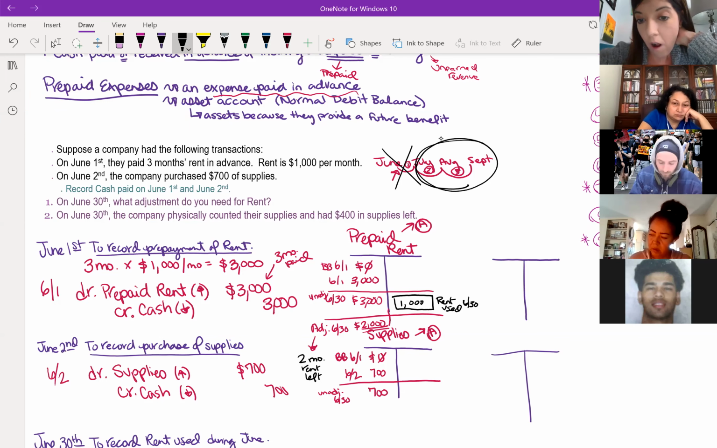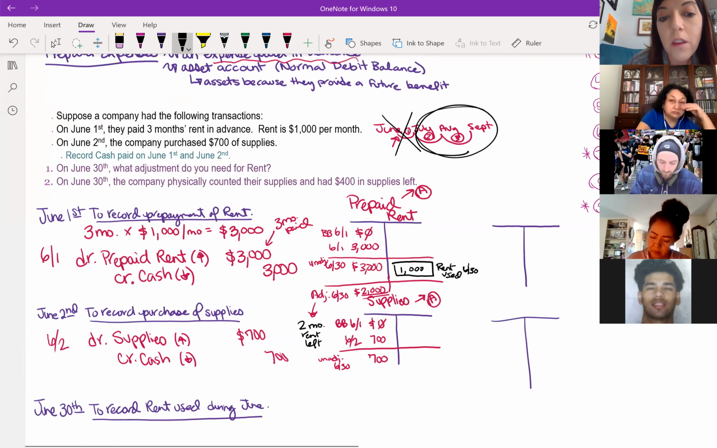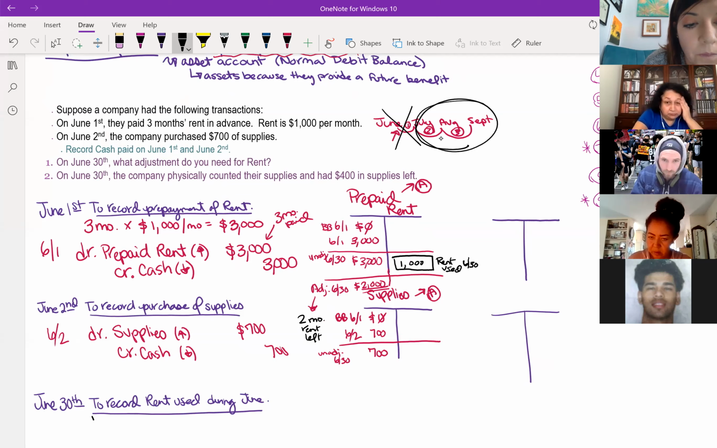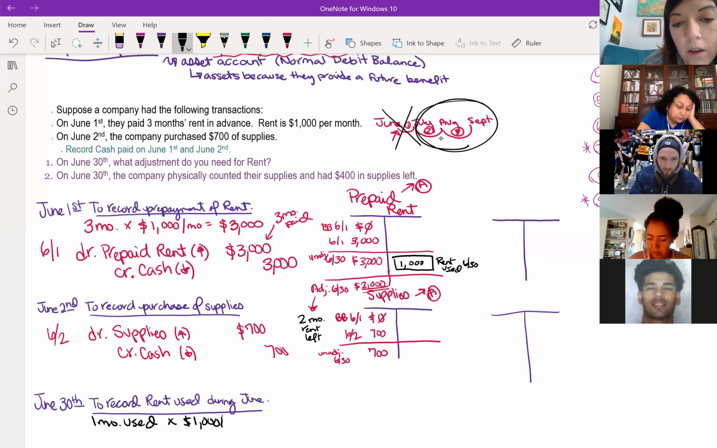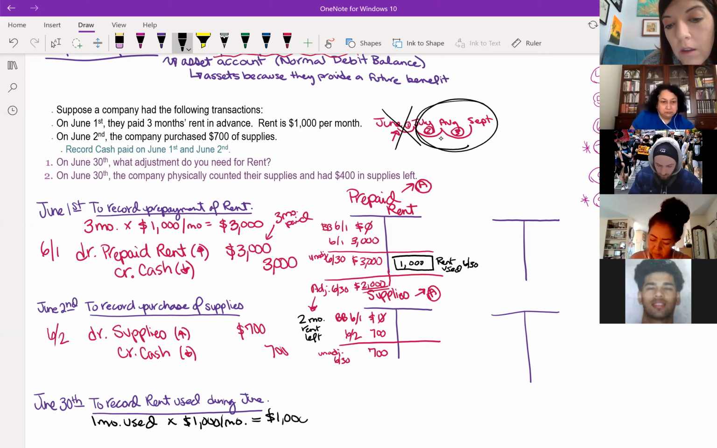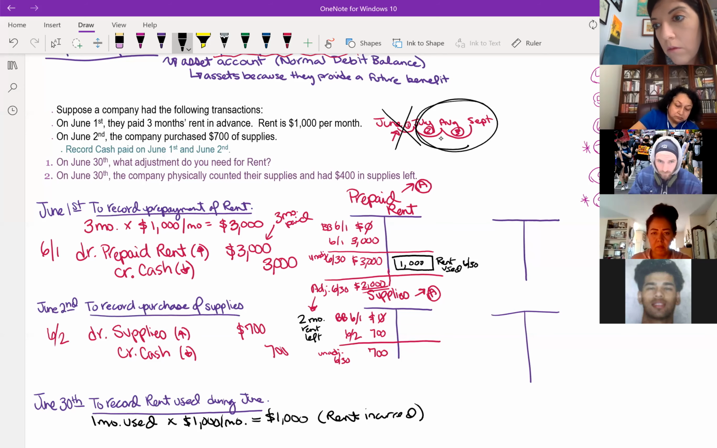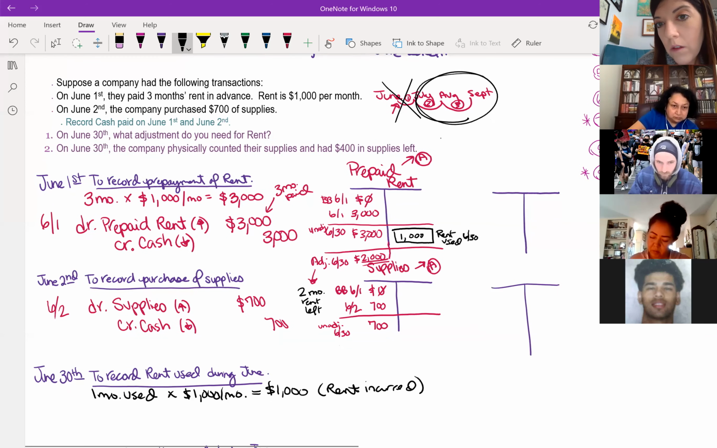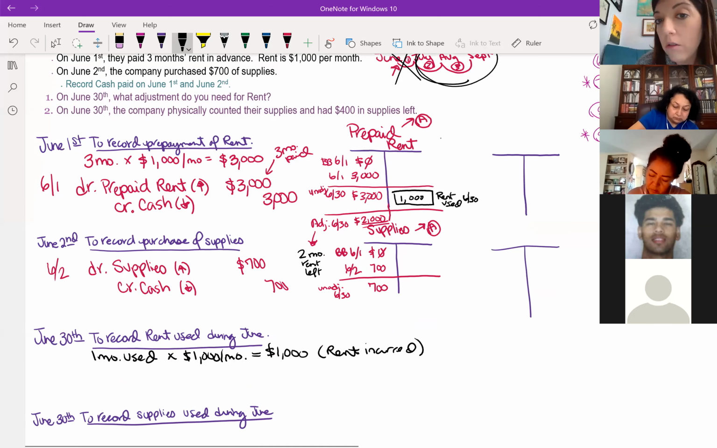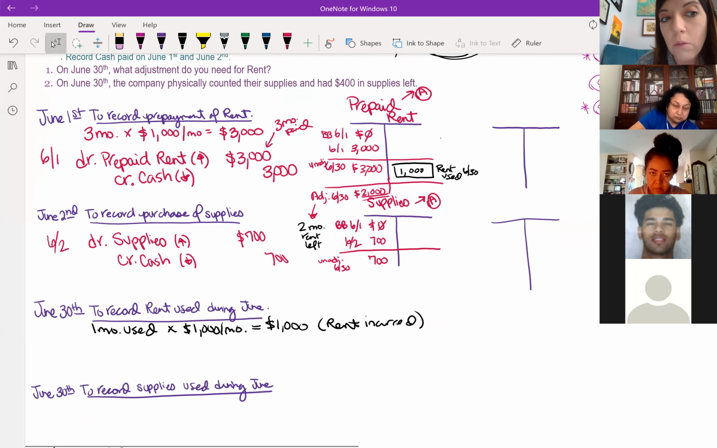So on June 30th, the other way you can do it is 1 month used times $1,000 per month in rent expense. That gives us our rent that's been incurred this month. You can go either direction with it, whichever one makes more sense.